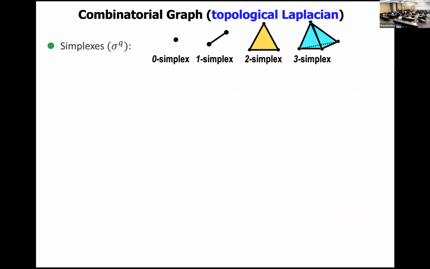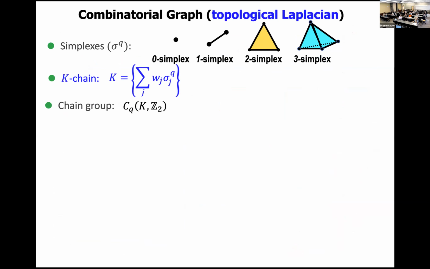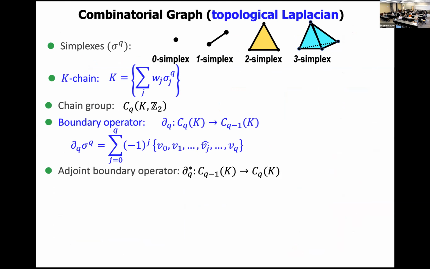The other way is to go from a so-called combinatorial graph. The topological Laplacian is one example. Again, I don't want to go through this in detail because it's simple: the chain group and the boundary operator. After getting the boundary operator, you construct the adjoint boundary operator from there. Then what you need to do is construct a combinatorial Laplacian operator, using the boundary operator and the adjoint boundary operator. So it's constructed in this particular way.